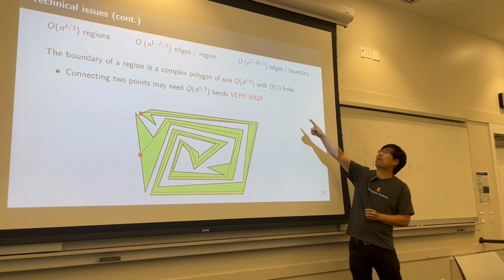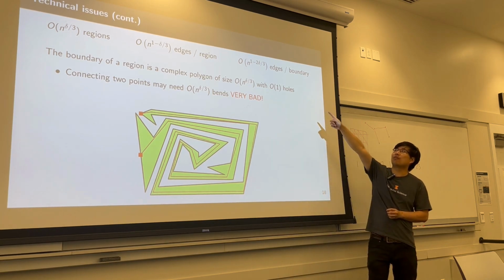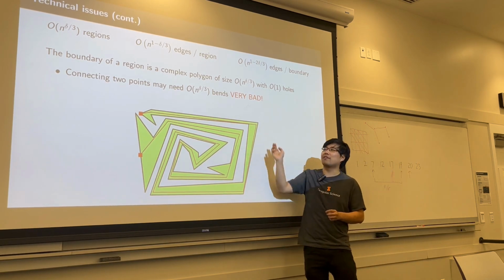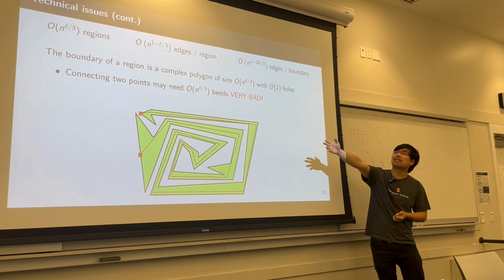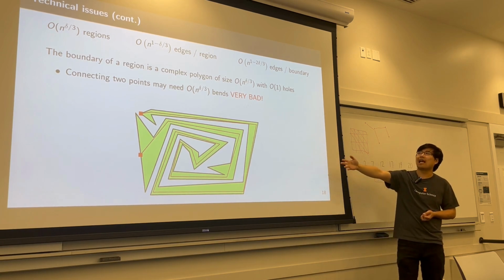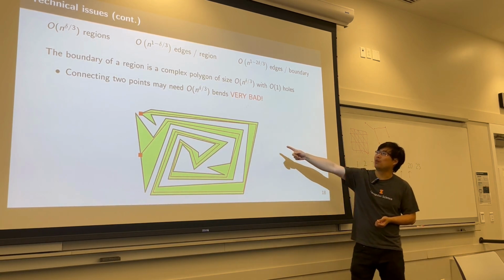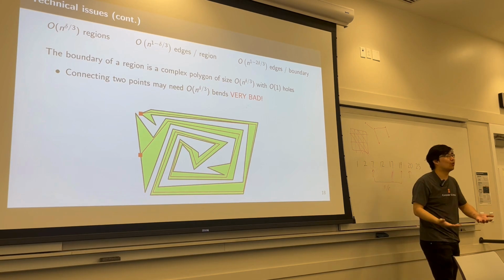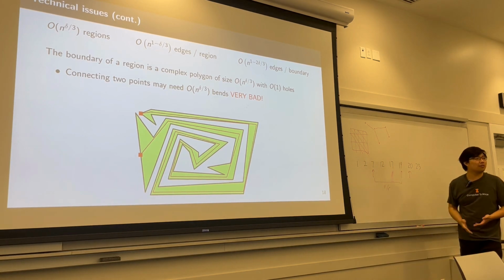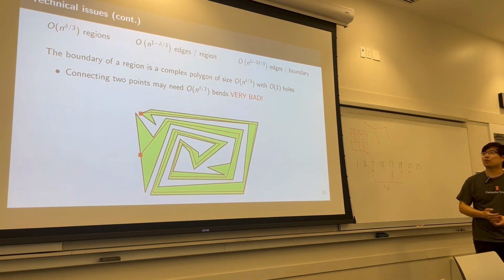Because if you need to pay an extra factor of n^(δ/3), then your resulting graph might not be any smaller, right? If you started with a graph that had order n edges, and you had to add this many bends, if you do the calculation, you'll end up with a graph that's also order n. So that doesn't actually sparsify, it doesn't reduce the size of your graph at all.